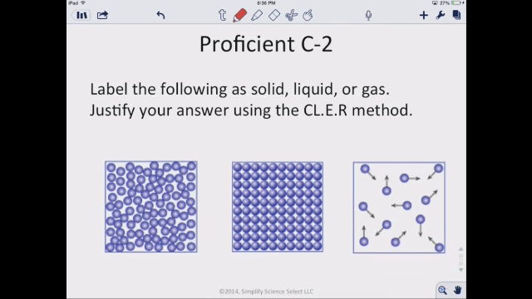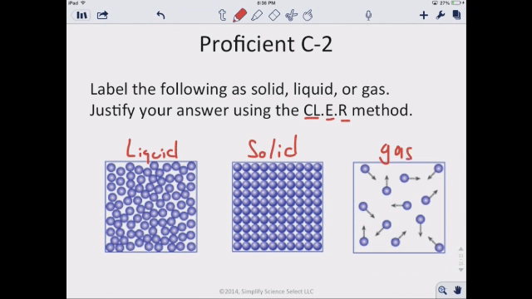Next one says, label the following states as solid, liquid, or gas, and justify your answer using the CLEAR method. Remember, the CLEAR method is conclusion, evidence, reasoning. So basically we want to state our answer. Our conclusion is that the first one would be a liquid, the middle one would be a solid, and the last one would be a gas.